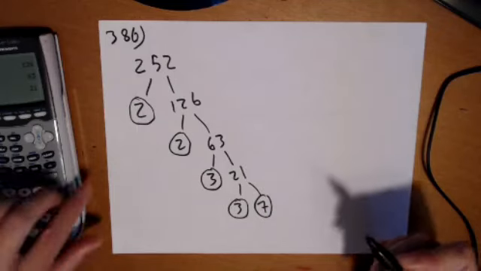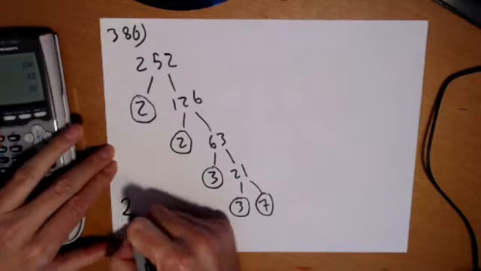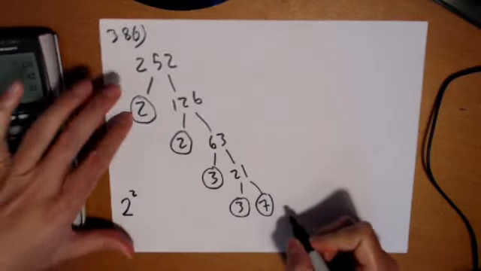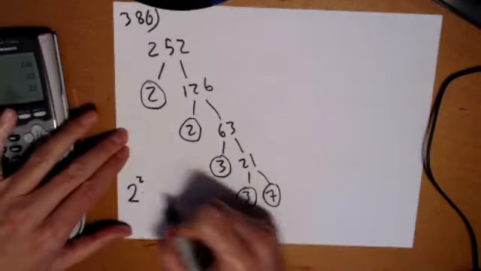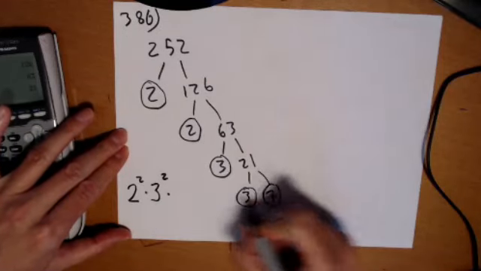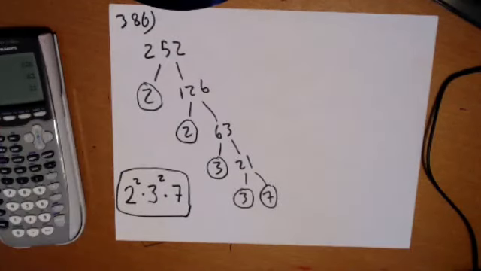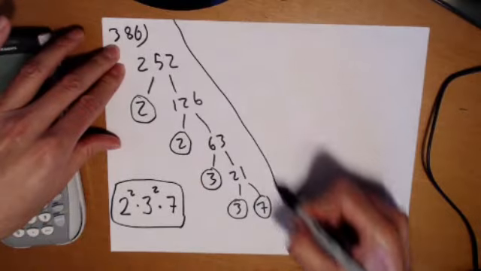Okay, so there's our prime factorization. We got some 2's, we got some 3's, we got a 7. So 2 shows up twice, so 2 squared. 3 shows up twice, so 3 squared, times that 7. And so here's our prime factorization. Okay, so that's 386. Save some paper, save a tree.